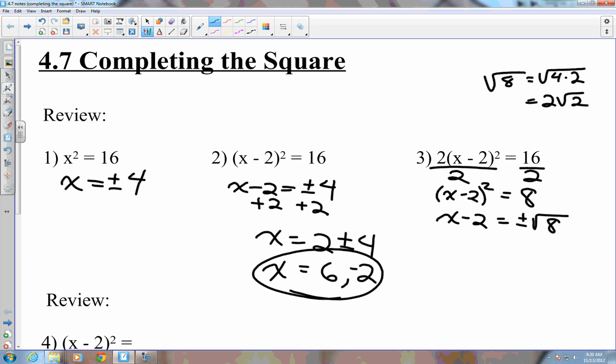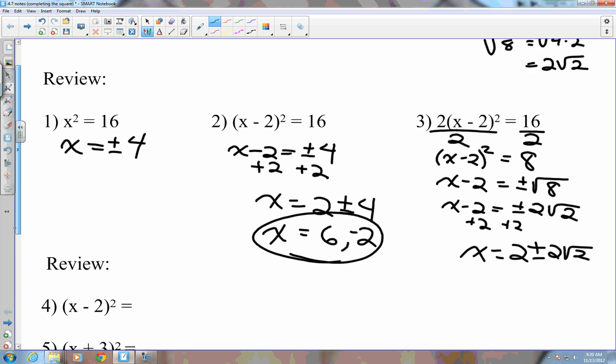Everybody remember how to do that? We've been working on that, so you should know. So this is x minus 2 equals plus or minus 2 root 2. Now I need to again add 2 to both sides. And I get x equals 2 plus or minus 2 root 2. Now this one, since I have a radical over here, I can't simplify it any more than that. So my two solutions would be 2 plus 2 root 2 or 2 minus 2 root 2. Okay? Everybody remember that part. Okay, easy stuff, no problems.